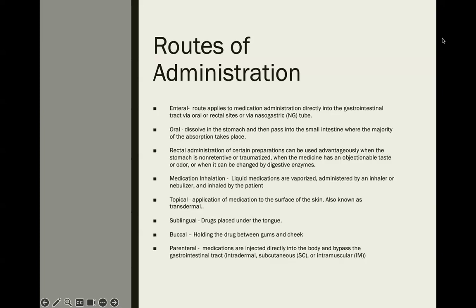Then parenteral. These are when medications are injected directly into the body and bypass the gastrointestinal tract. So this is when we do intradermal, subcutaneous, or intramuscular.